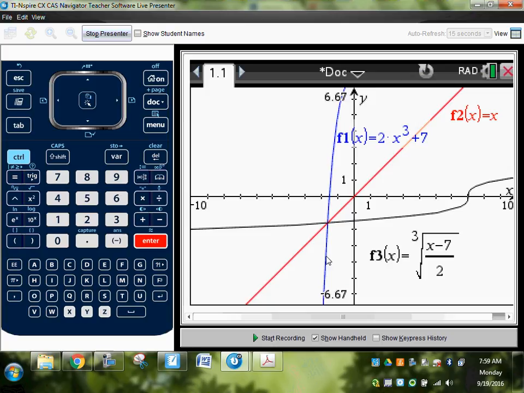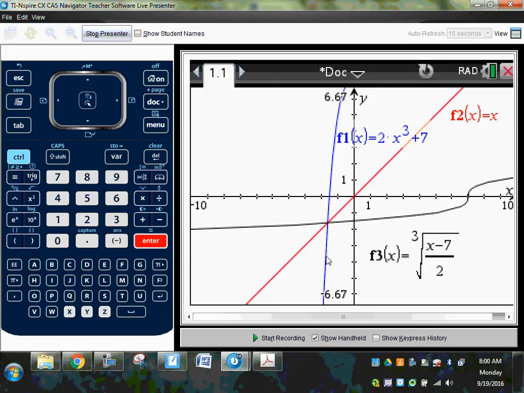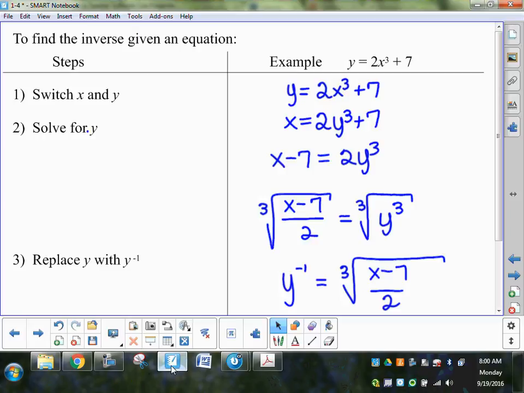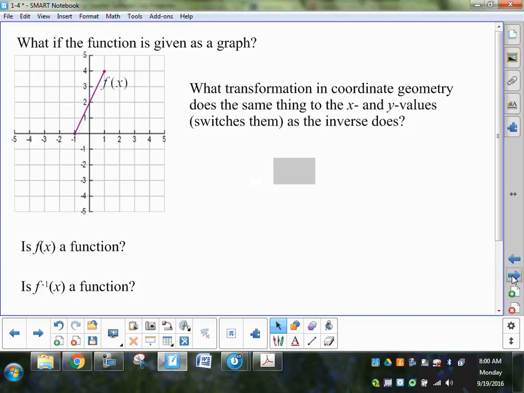Who can think of a type of graph that we use all the time that would be a function but is not 1 to 1? Hands up, please, if you can think of a type of graph that we use quite frequently that would be a function but is not 1 to 1. Yeah, your quadratic, that's going to give you a parabola, which would pass the vertical line test but fail the horizontal line test. So the inverse itself won't be a function. We'll go over how to restrict our domains later. Well, what if the function is given by a graph? We covered that as well.